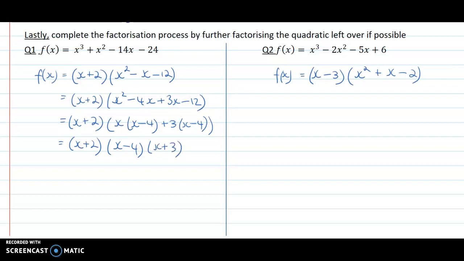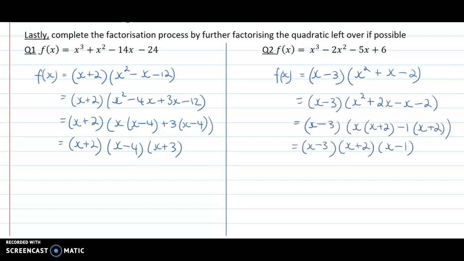Let's pause and see if you can do it for the second one. How did you go? Hopefully that's what you got.